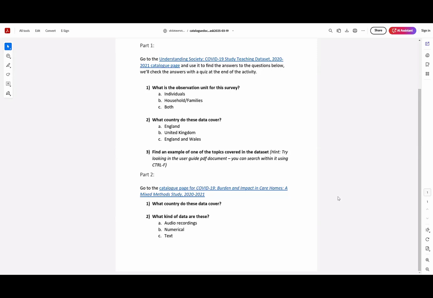And then once you've done that, feel free to go straight on to part 2, which is to have a go at exploring the catalogue documentation for a mixed methods, so qualitative and quantitative, study as well.